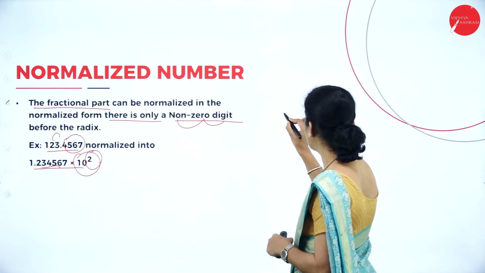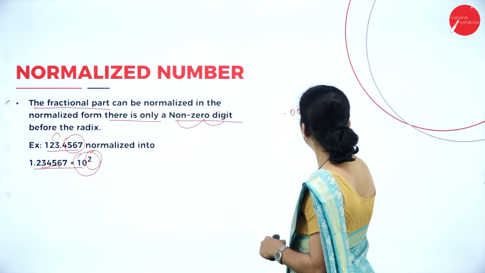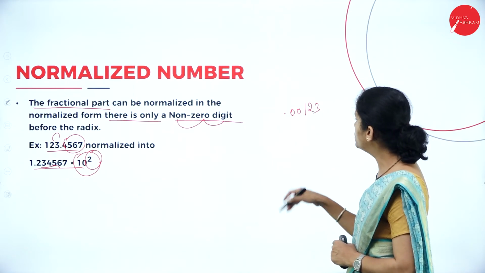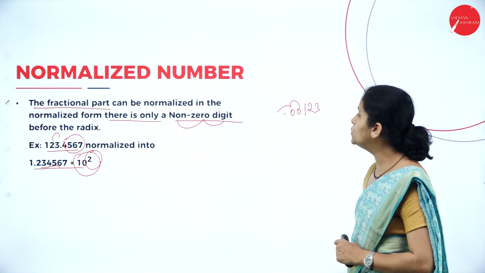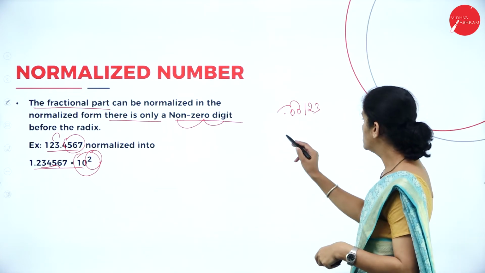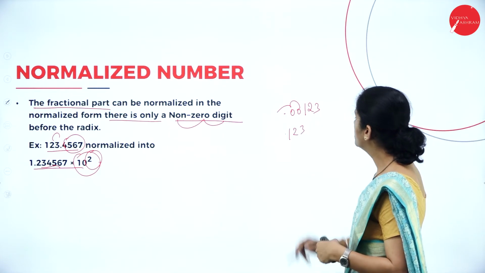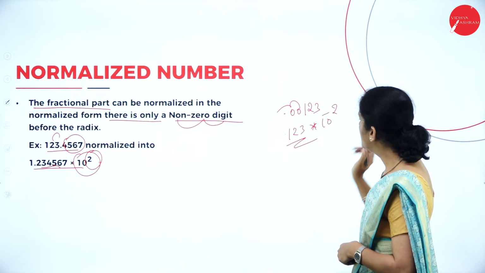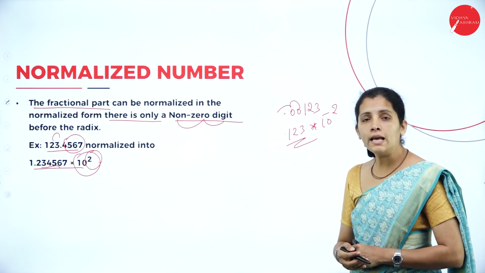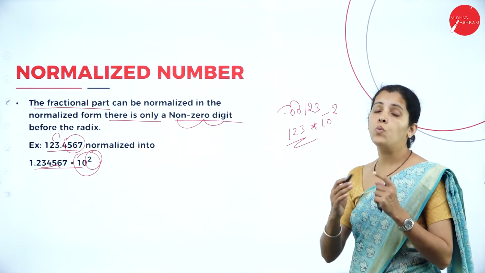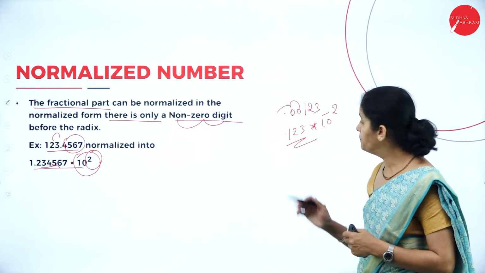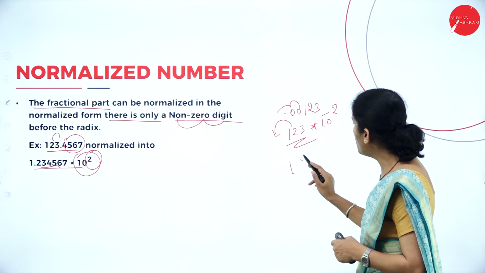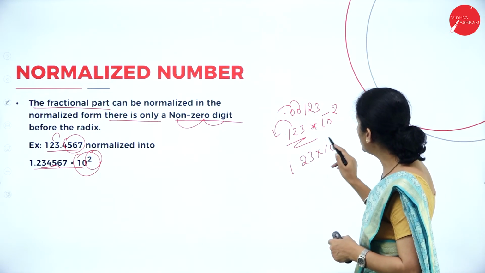For example, think that I have 0, 0, 1, 2, 3. Now, I want to normalize this one. So, what I will do, I'm going to shift these 2, 0 towards left. Then, now tell me, is it normalized number? No. Because my normalized number always starts from 1. That is non-zero number. Now, once again, I'll shift towards left. Then 1.23 into 10 to the power minus 3.